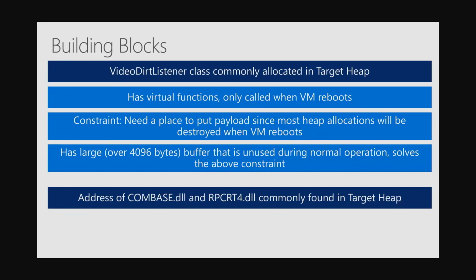And then the other thing is that I can find the address of combase.dll and rpcrt4.dll inside of the target heap. Unfortunately for me, I could not find the address of kernel base inside the target heap. And I'll talk more about why that matters in a minute.